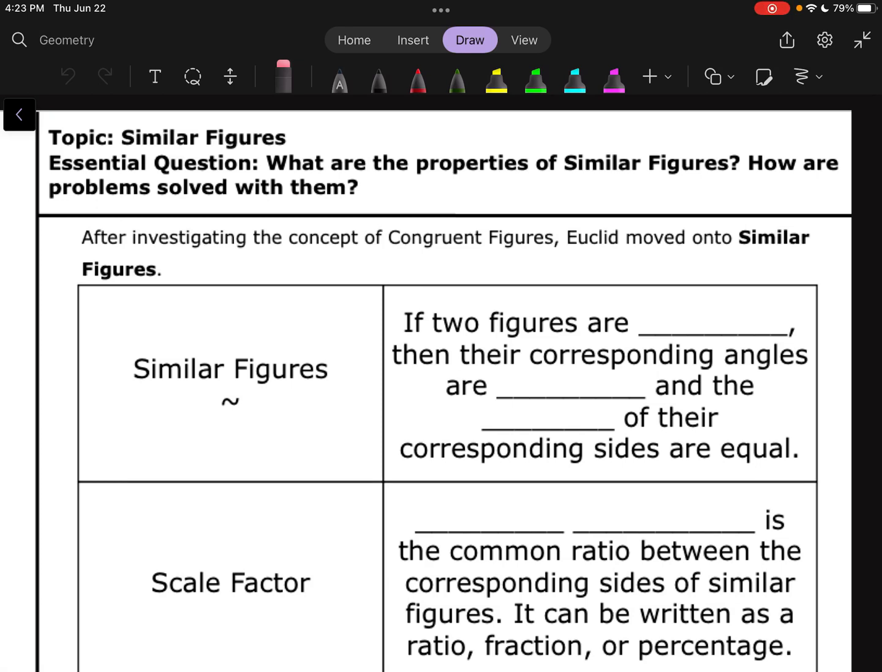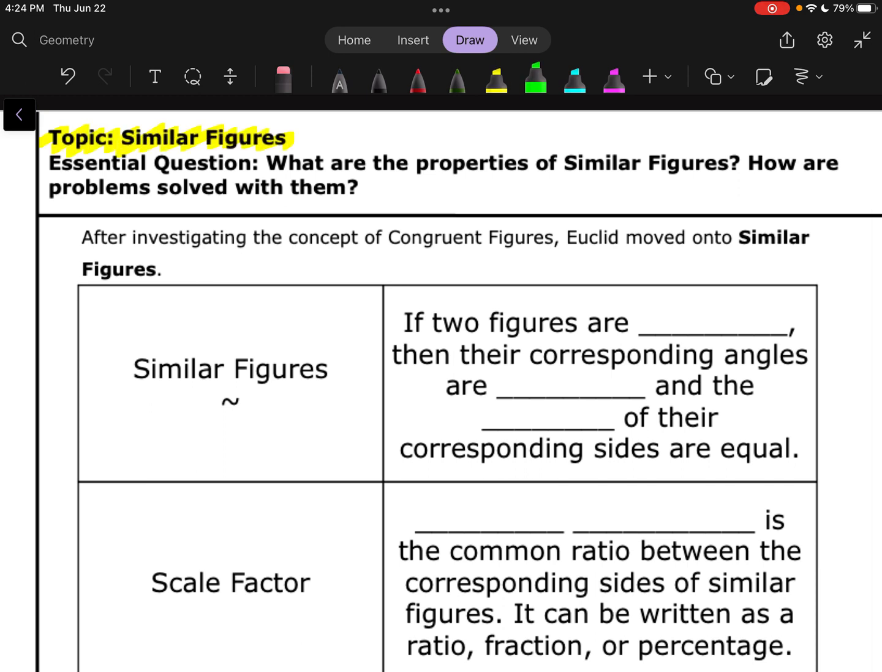All right, so the topic for the video here is going to be all about similar figures. And our essential question there is going to be, what are similar figures? What are the properties of them? And how do we solve problems with them?